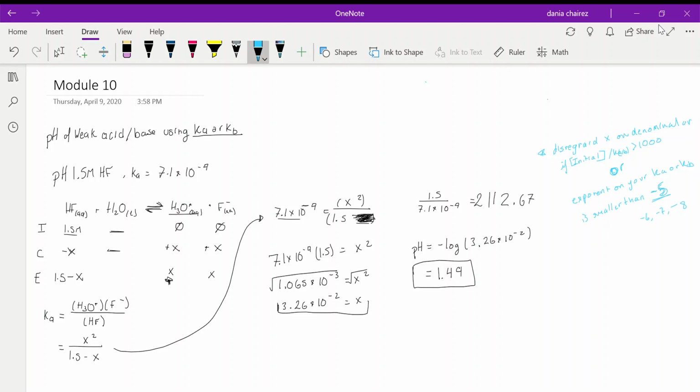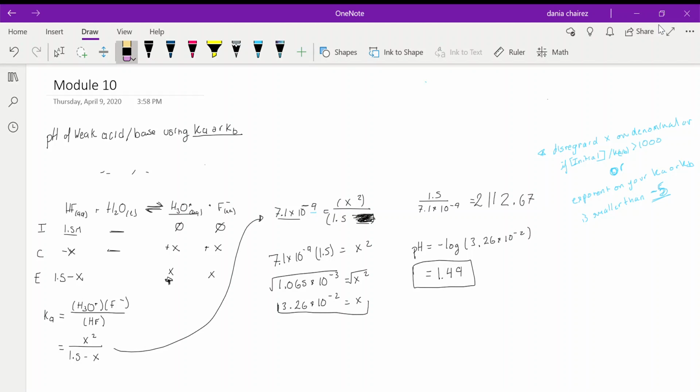So your x can be disregarded if the initial concentration divided by your Ka or Kb is greater than 1,000, or if the exponent on your Ka or Kb is negative 5 or smaller. In this case, we had a negative 4, which isn't negative 5, so we had to check if it was greater than 1,000 to see if we could disregard the x. Thankfully we could, because otherwise we would have to do the quadratic formula, but you don't have to worry about that, because I doubt they would give you a problem with the quadratic formula, because that's unfair. So that's how you find your pH using a Ka.